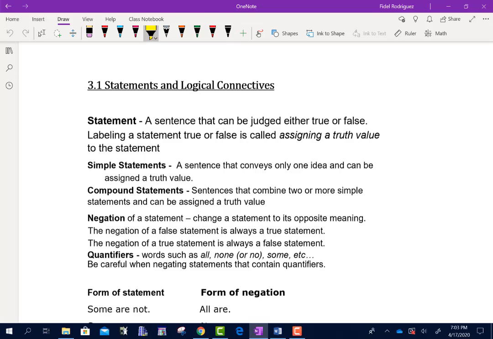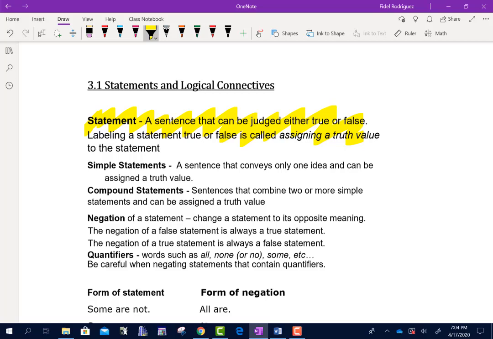So we have a couple of definitions here. The first thing says a statement is a sentence that can be judged either as true or false. Labeling a statement true or false is called assigning a truth value to the statement. So if you were to say Donald Trump is a better president than Barack Obama, that is not a statement, because you cannot judge that as either true or false. You have to have something that is concrete.